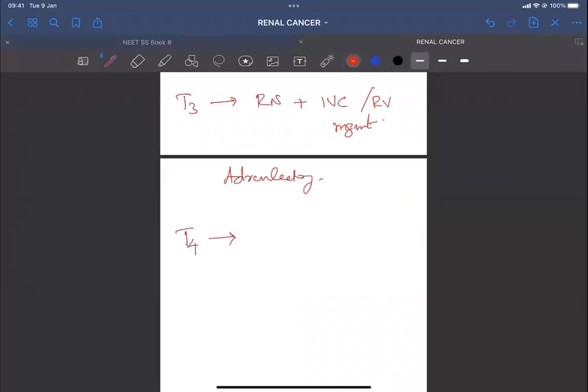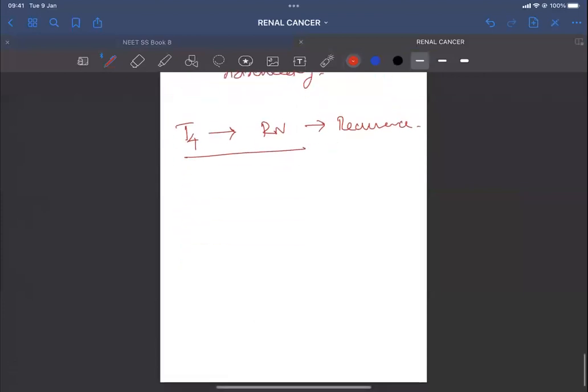T4 disease, it will be a radical nephrectomy, but they will invariably have a recurrence because the tumor has spread outside the Gerota's fascia. Lymphadenectomy, no role.